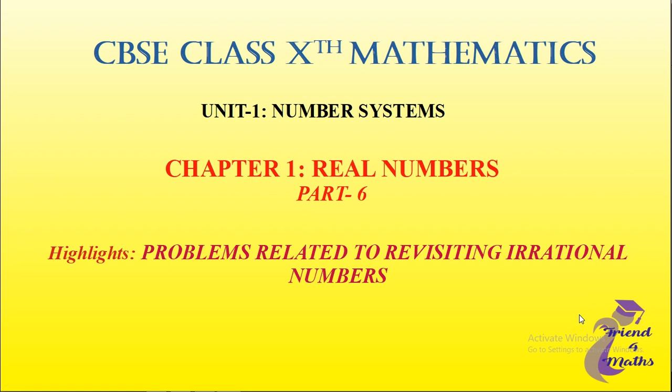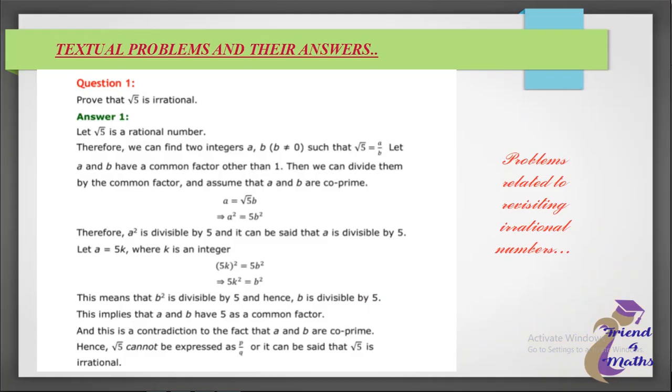This is our part 6 video of our chapter 1, Real Numbers, and in this we are going to do the problems related to revisiting irrational numbers. Okay, I'm going to the first problem, that is to prove that root 5 is an irrational number. In the previous class we have proved root 3 and root 2 are irrational numbers, and in the same way we can prove here root 5 is an irrational number.